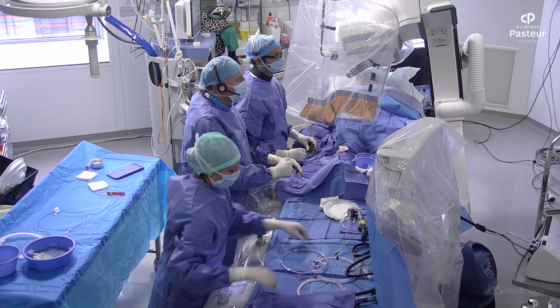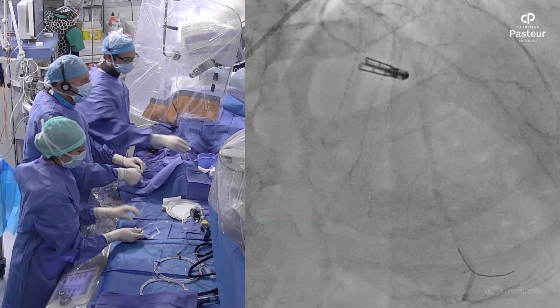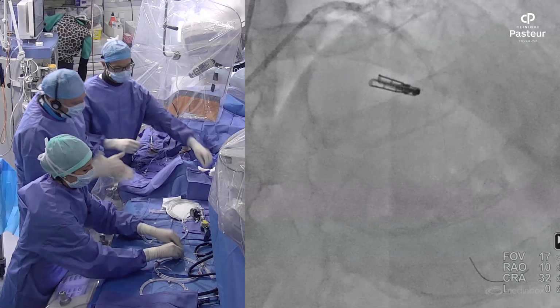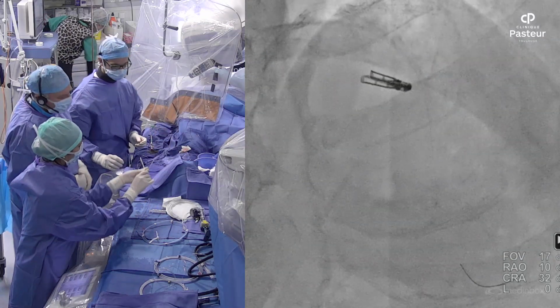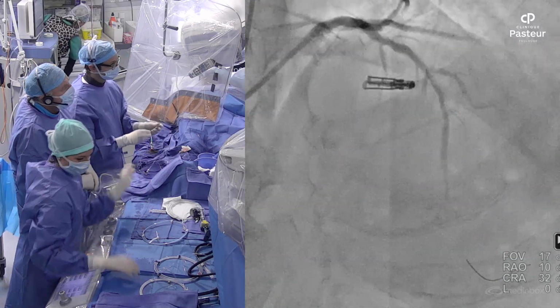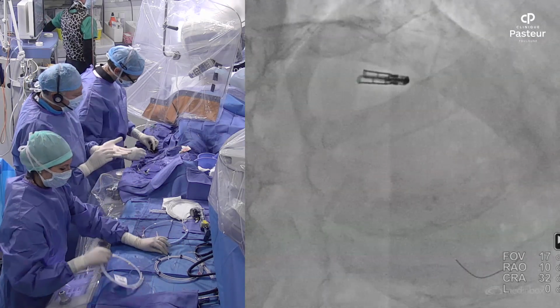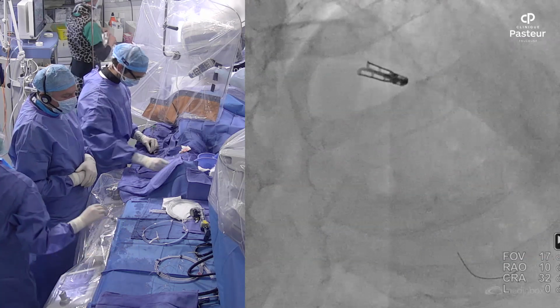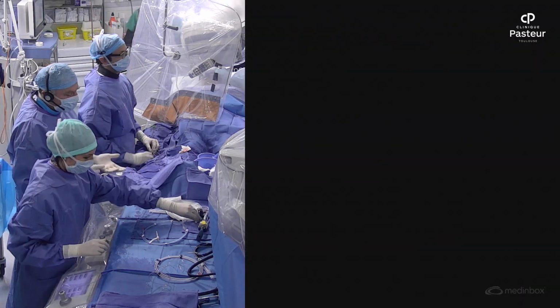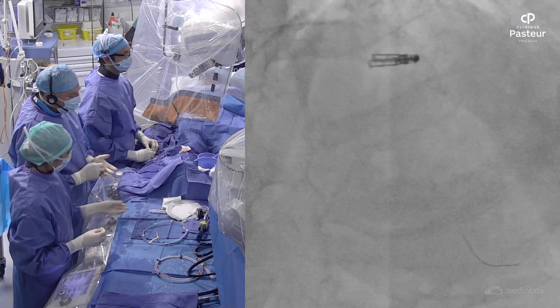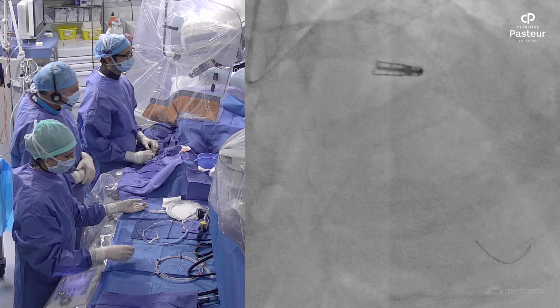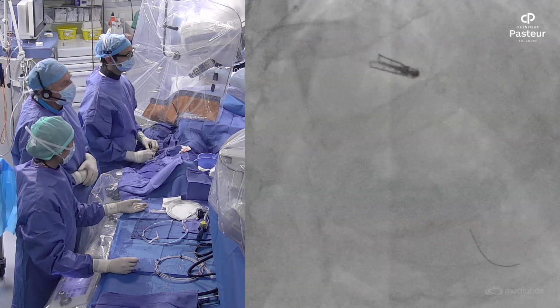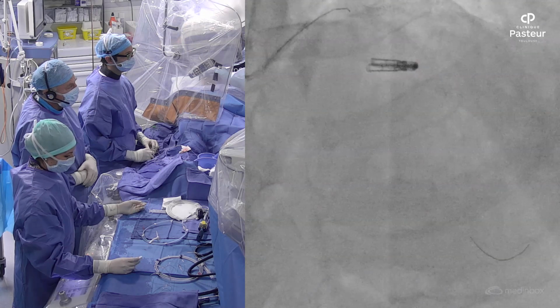A colleague from Belarus wants to know which dual antiplatelet therapy the patient followed after the acute event and before the PCI. Okay, the patient has been treated with aspirin and ticagrelor since the beginning. It's our standard protocol. It started in the secondary center, and we follow this protocol. So he received aspirin and ticagrelor from the beginning.